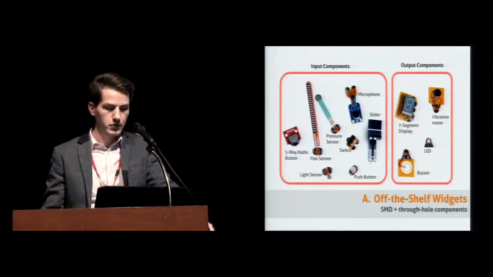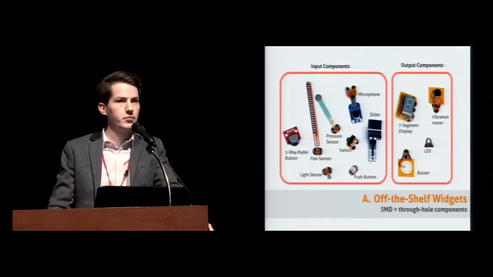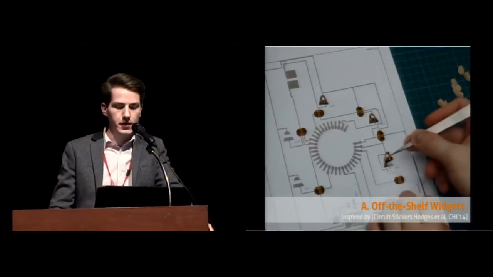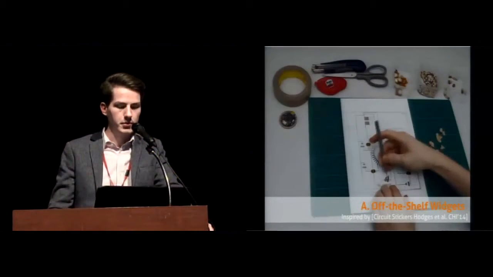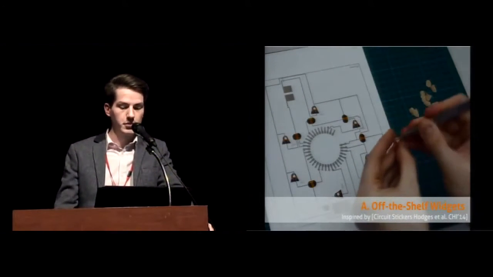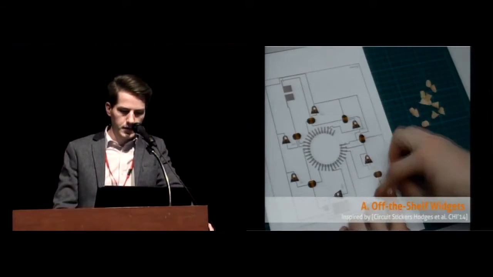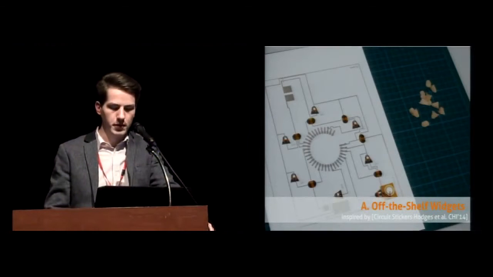So the first category, the off-the-shelf widgets, are basically existing components that we attach to flexible substrates so that you can more easily attach it to paper. So there's some sticky and conductive side on the back, so you can just place it on paper and then it connects to the circuit. And this is of course inspired by work that was presented last year at KAI. So off-the-shelf widgets are very easy to connect.